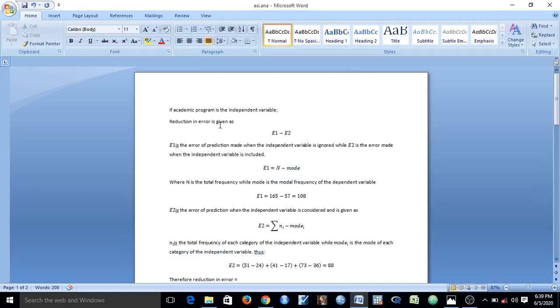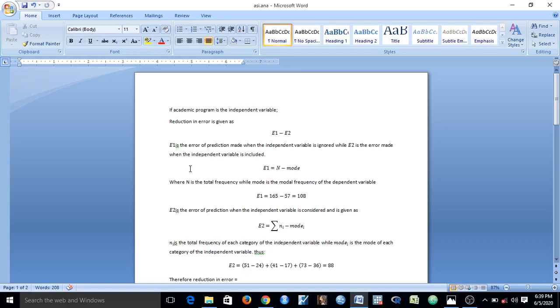The reduction in error is given as E1 minus E2. E1 is the error of prediction made when the independent variable is ignored. That is, if I make a prediction and I do not include the independent variable, E1 is the error of prediction, while E2 is the error made when the independent variable is included. Each of E1 and E2 has a way to calculate. E1 is N minus mode, where capital N is the total frequency, while the mode is the modal frequency of the dependent variable.